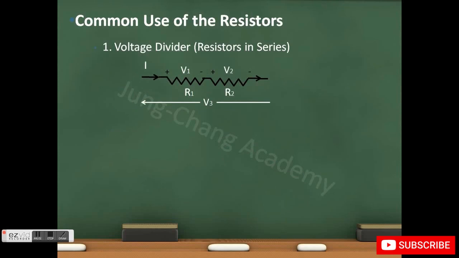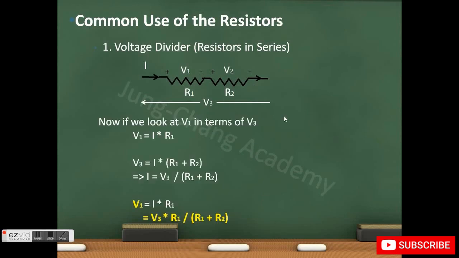Now, with the same example, let's look at each voltage V1 and V2 in terms of the total voltage V3. We know V1 is just I times R1, and V3 is just I times R1 plus R2. Now if we want to write V1 in terms of V3, we need to eliminate I. So we rearrange this to get I equals V3 divided by R1 plus R2. Now when we sub in I in here, we get V1 equals V3 times R1 divided by R1 plus R2.